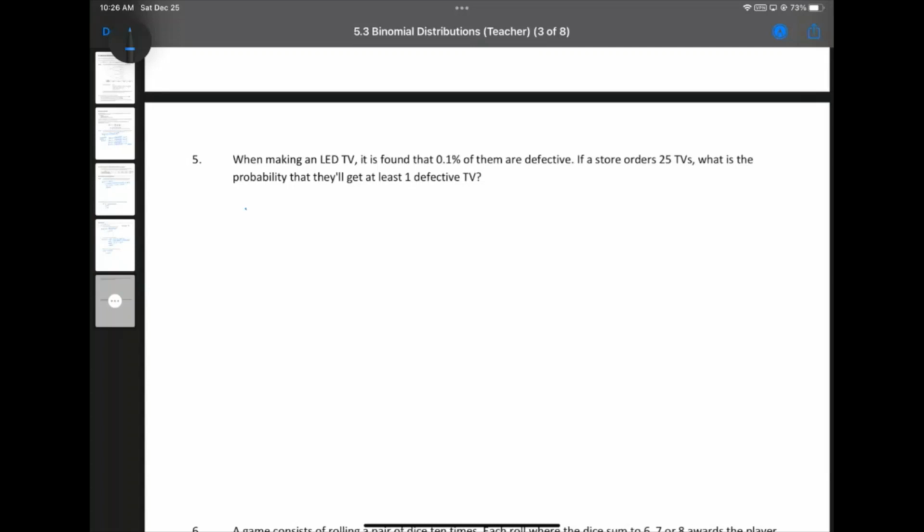Okay, so we want the probability. I'm going to use D for defective. At least one means it's going to be greater than or equal to 1. So at least one defective television. Now, before I go any further, these types of questions right here, this one specifically, tends to confuse students for one really tricky little reason. It has nothing to do with the math. It has to do with English.